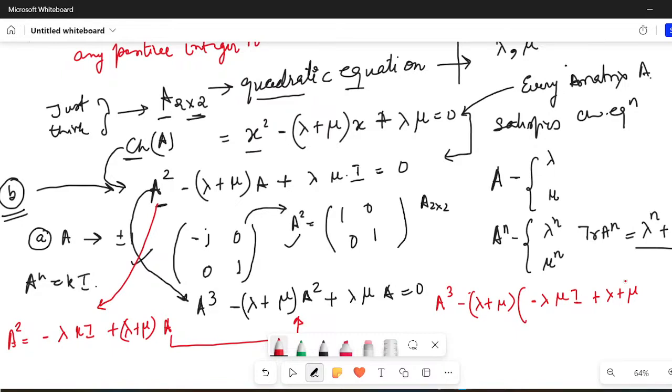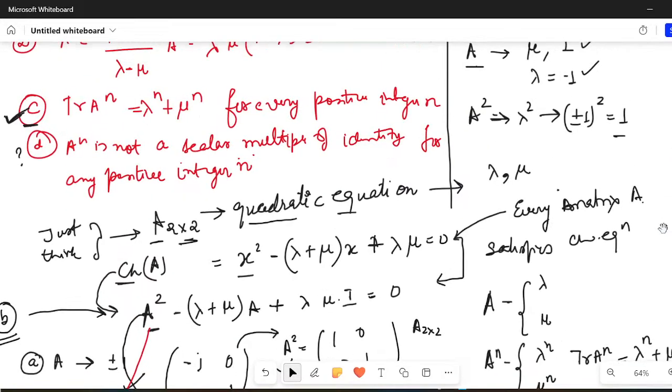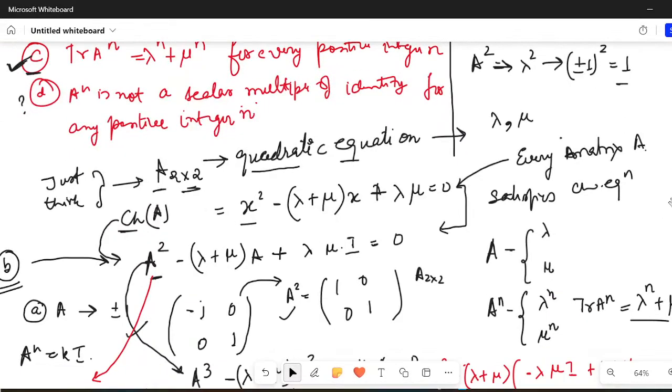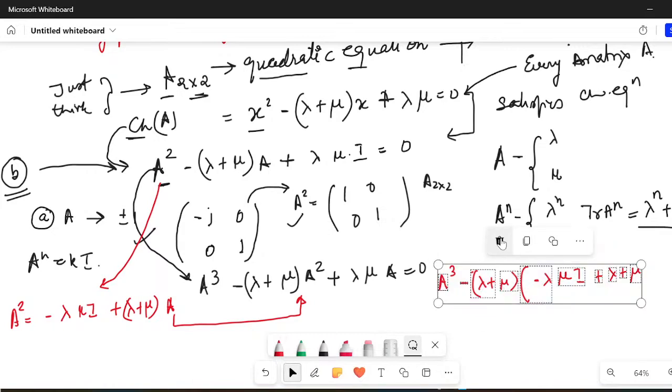Or what should I do? Now here I'm not getting an answer, right? The option that was given to us was in A cube. So rather you can do this also, instead of this, because we were given this option. From here we are getting minus lambda square and mu square, and that is not going to help us anyhow.